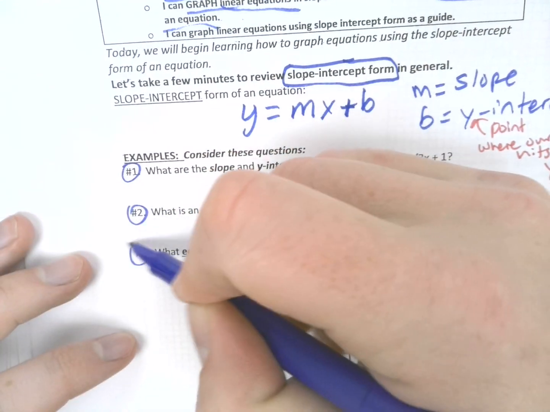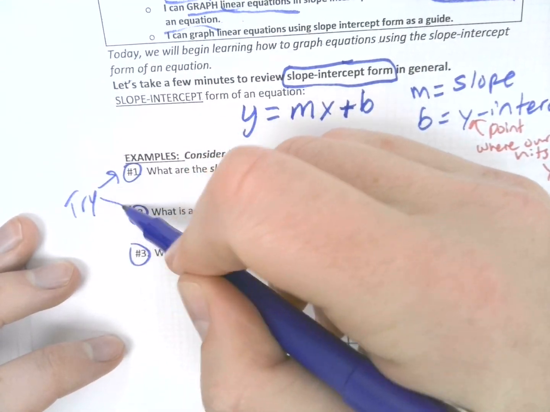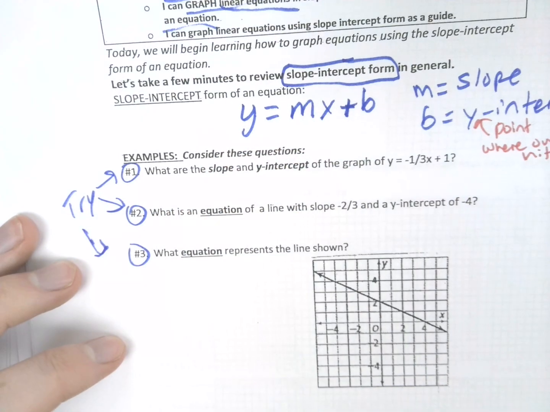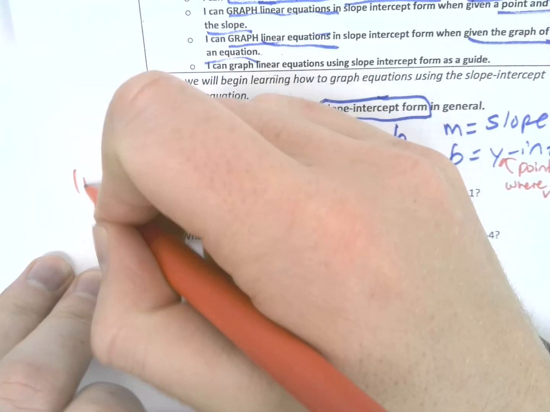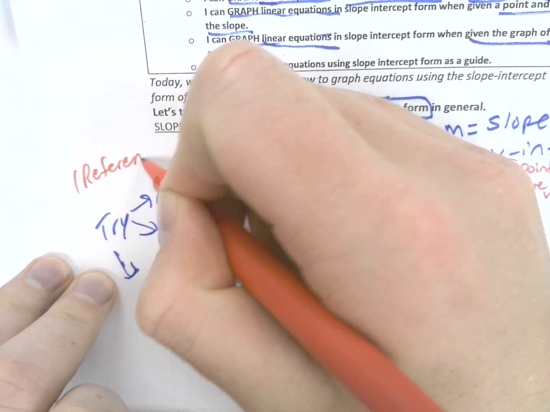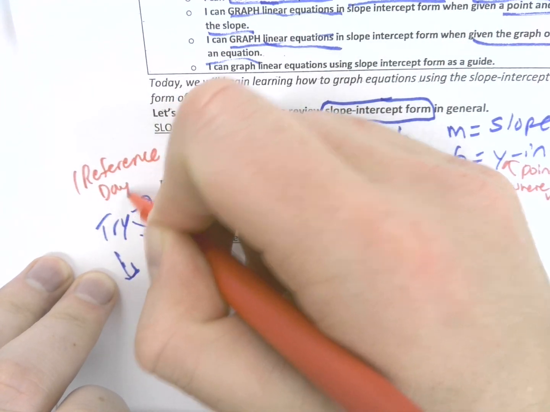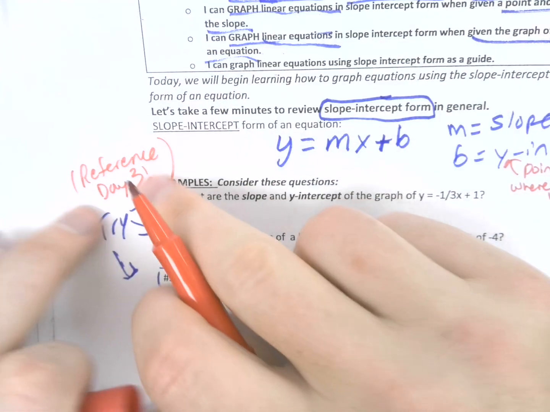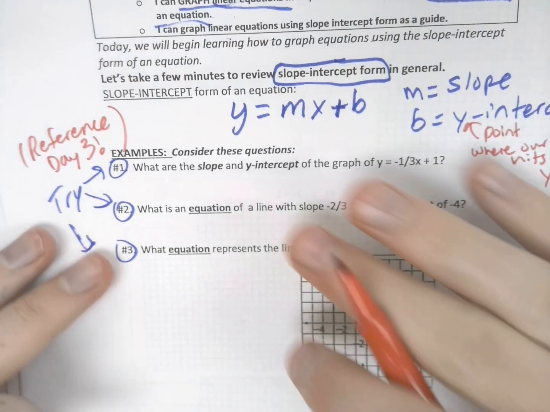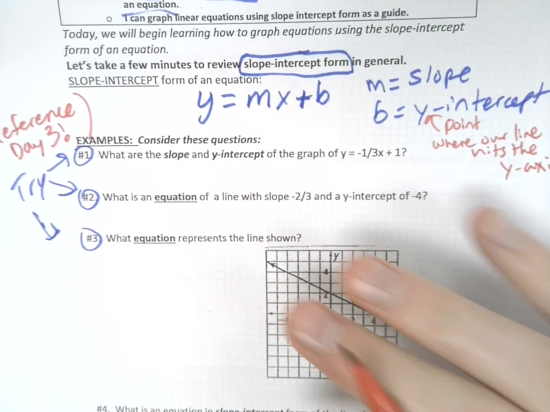But in the meantime, guys, I want you to try 1, 2, and 3. And if you need a little reminder, go back and look at day 3. If you need a reminder, reference day 3. So let's try 1, 2, and 3 for me.